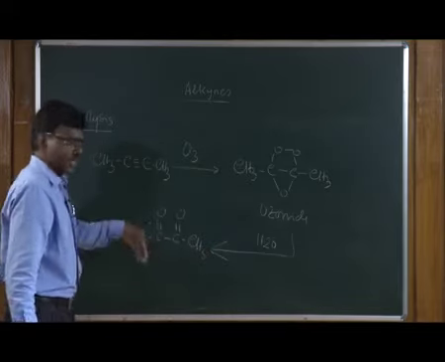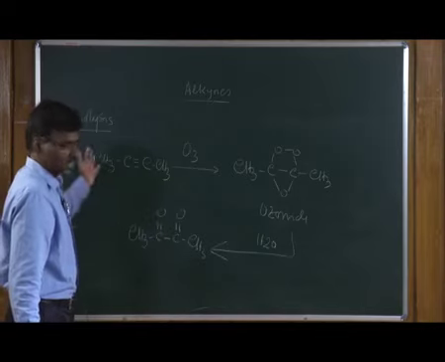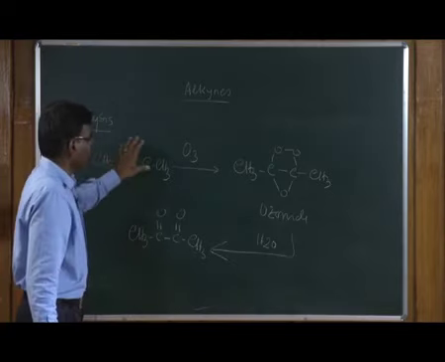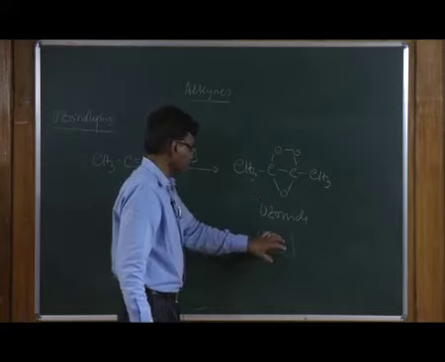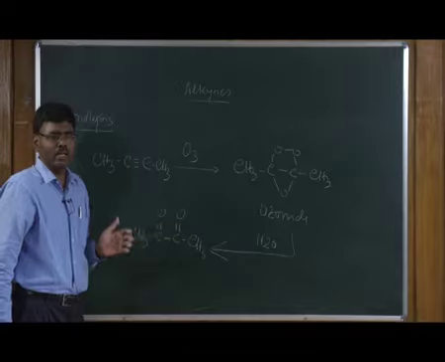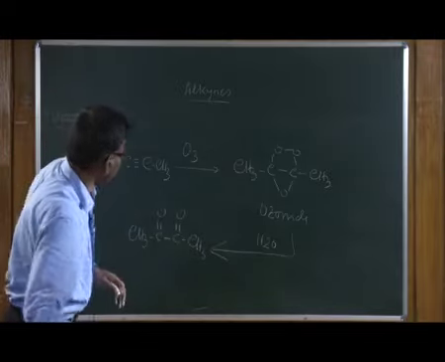Of course, when you treat with a different reagent, an oxidizing agent such as hydrogen peroxide, it can be further converted into carboxylic acid. Therefore, the alkyne can react with ozone to give the ozonide, which can be further reacted with water to get the 1,2-dicarbonyl compound. This is also a very useful reaction in synthetic chemistry.